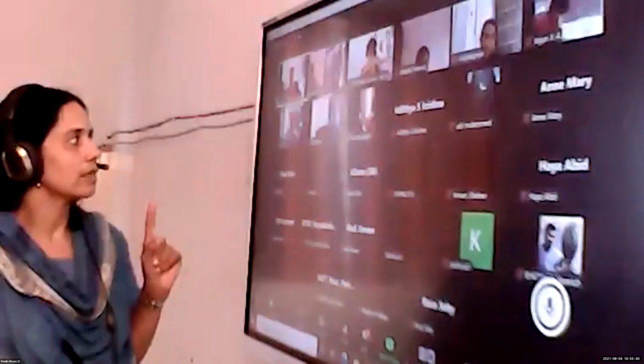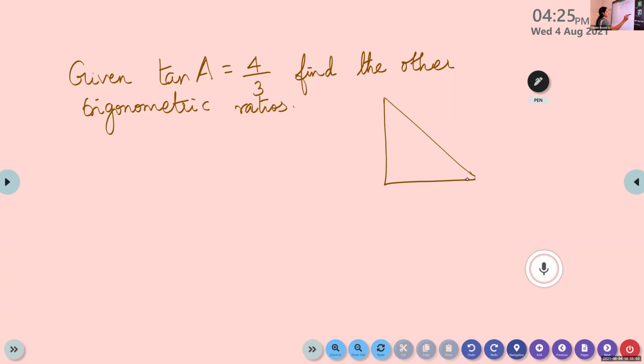So here, first we draw the figure. Look here. Tan A is defined. That means A is an acute angle. Is it clear? We can't mark A at 90 degrees. Trigonometric ratios will be defined for acute angles. So A is an acute angle. We can't mark it at 90 degrees, then everything will go wrong.